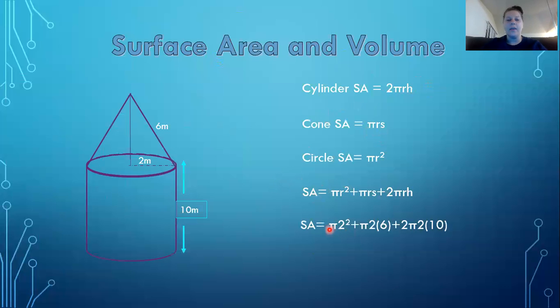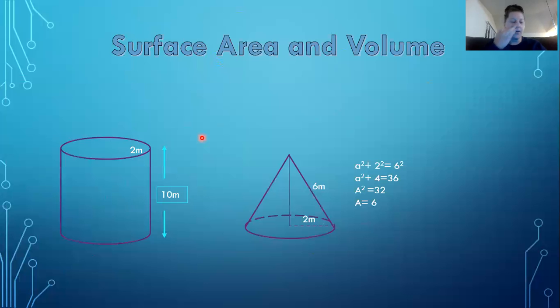And when we plug it in, we get pi times radius. This is the radius of our circle, the base of the cone, which is 2 meters. So pi 2 squared plus pi 2 6, which is the length of this side. Both sides are going to be equal. They're going to be 6 meters because it's just one big round cone. And then we're going to add that with 2 pi, 2, and 10 being our height. So our surface area comes to 176 meters squared.